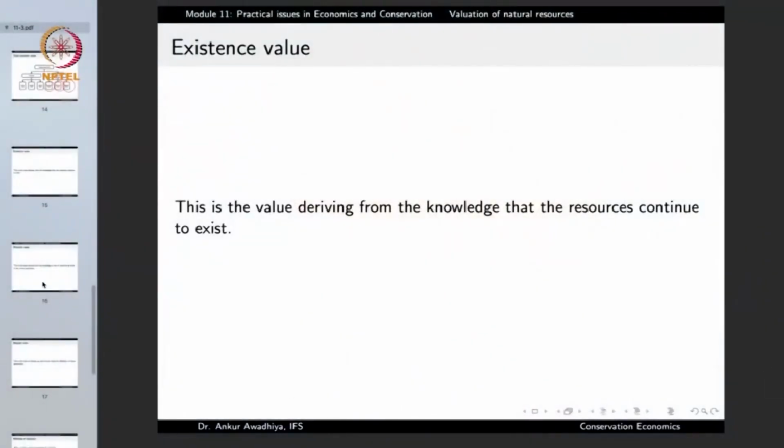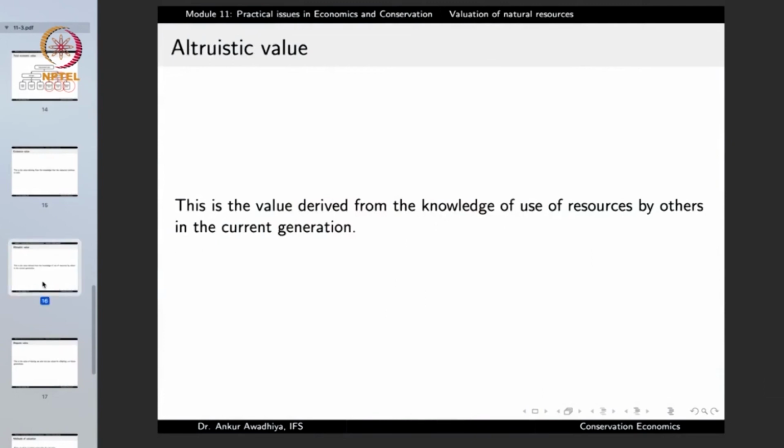So this is a non-use value because we are not using this resource. Another is altruistic value, the value derived from the knowledge of use of resources by others in the current generation. So when we find that there are rhinoceros in the Kaziranga National Park, and because there are rhinoceros in the Kaziranga National Park, so many tourists visit Kaziranga National Park. And because they visit, people in the surroundings get employment.